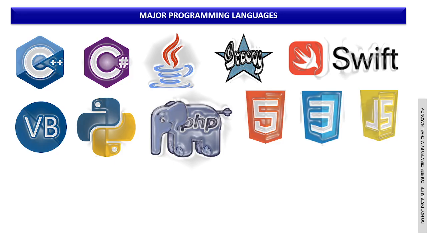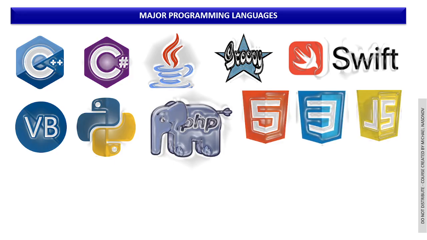Next three are working together: HTML, Cascading Style Sheets, and JavaScript. They work as a package. They are used as a package for the front-end web and mobile developer. Mobile is the same as web but in smaller size.